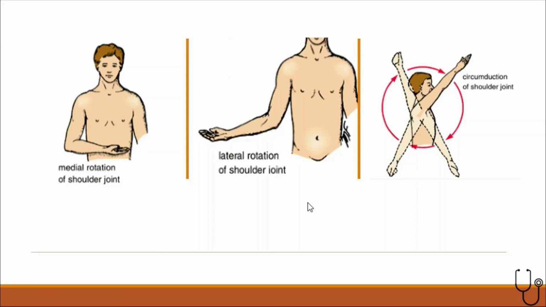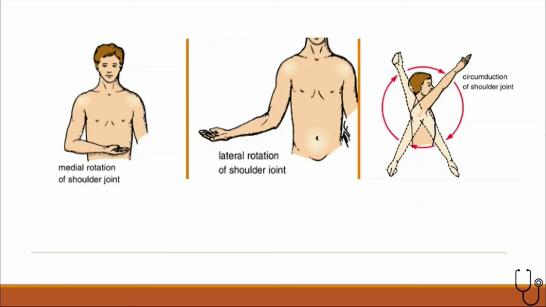Then the circumduction. Circumduction of the shoulder joint. You can see in this picture, circumduction means the combination of all four movements: flexion, extension, abduction and adduction. The combination of those four movements is called circumduction.